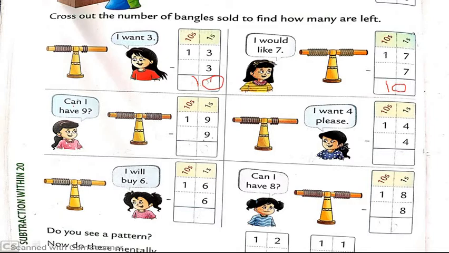Now this girl wants 9 bangles. This is the set of 10 bangles. What do we have to do? We have to subtract 9, or cut 9. Okay, so this is the sum. 1 is present on the tens place and 9 is present on the ones place. That means 19. Now we have to cut 9 out of that.